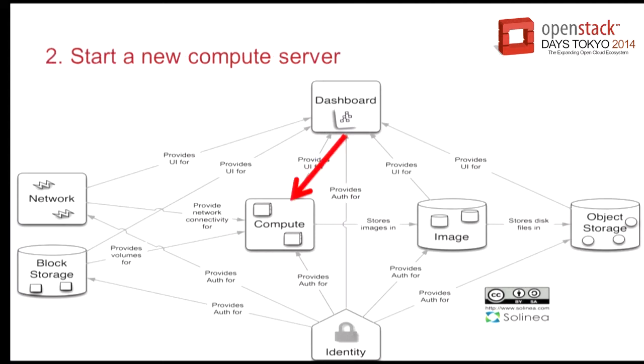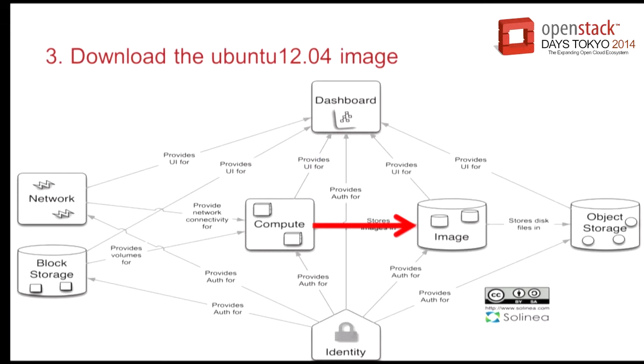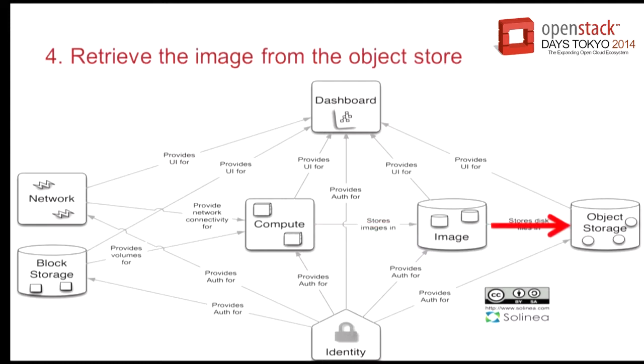The dashboard will then act as an API client of the compute service, passing the token and sending the request for a new virtual machine to the compute service. The compute service then contacts the image service and requests download of the particular Ubuntu 12.04 virtual machine image. And in our example here, the virtual machine image catalog has been configured to use the object storage. So it contacts the object storage service to download the virtual machine image and return it to the compute service.